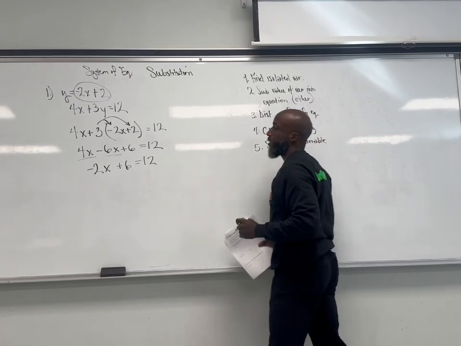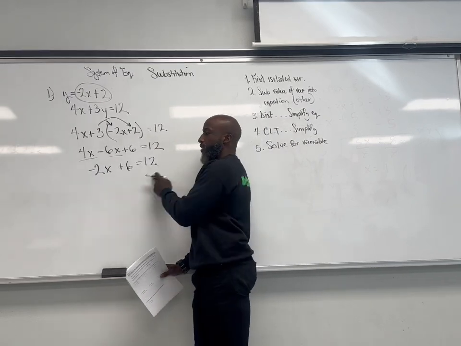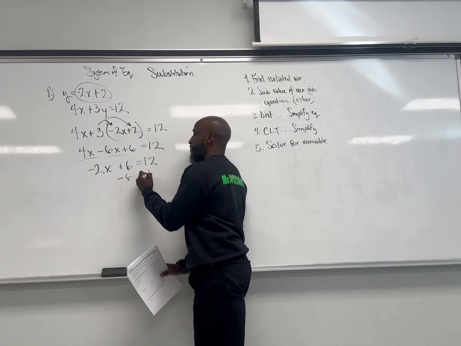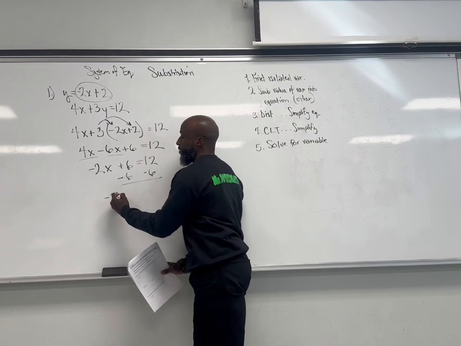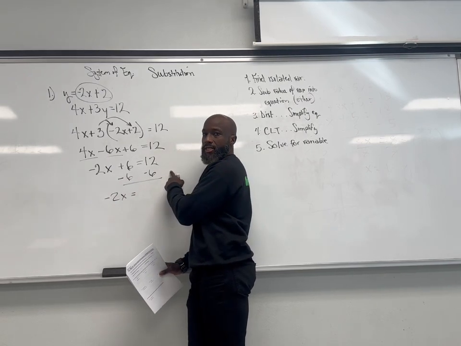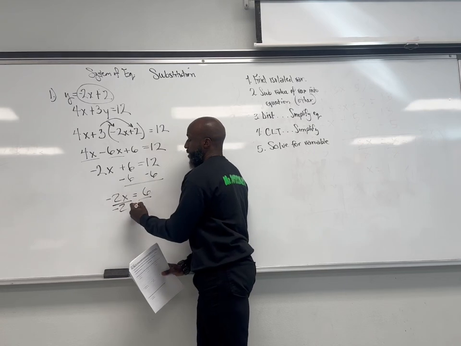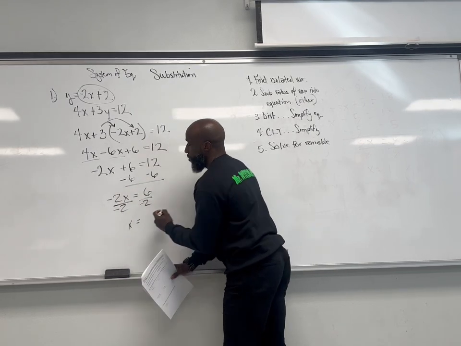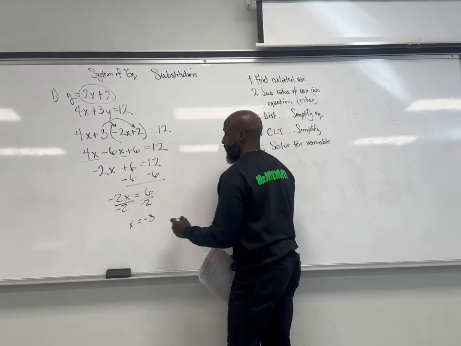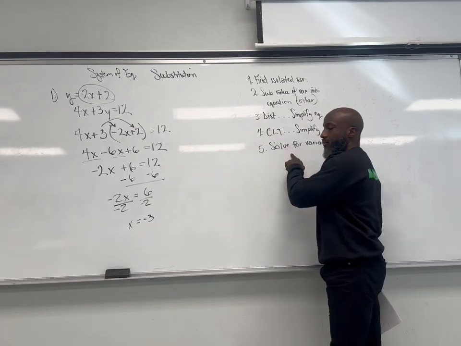Sorry for the squeaks. All right, so moving this 6 over, subtract both sides by 6. We get negative 2x equals 12 minus 6, which is 6. Divide both sides by negative 2. x equals negative 3. Right? So we solved for the variable.